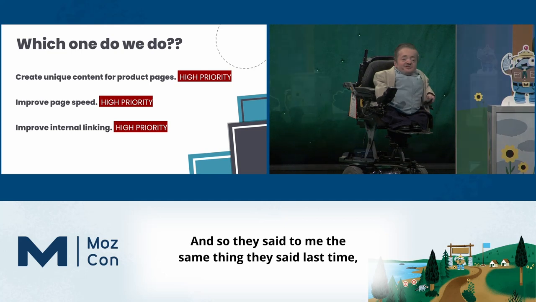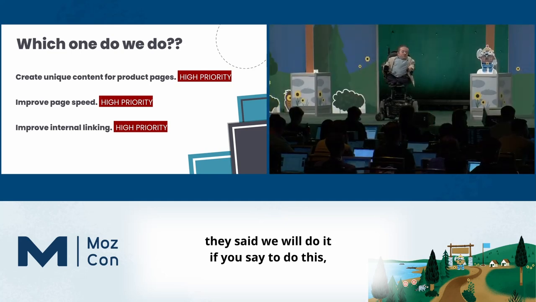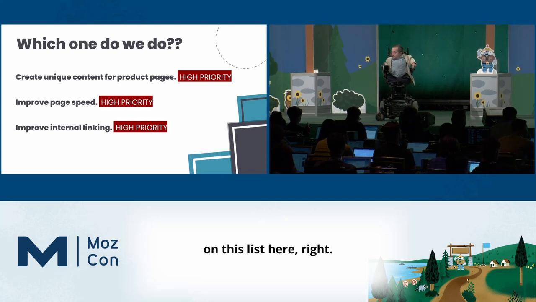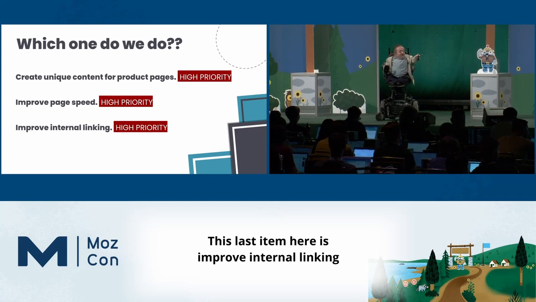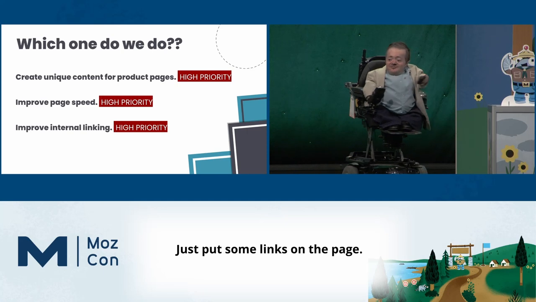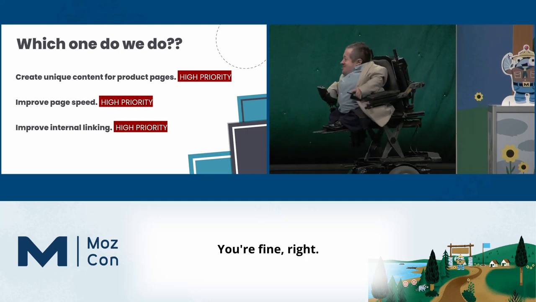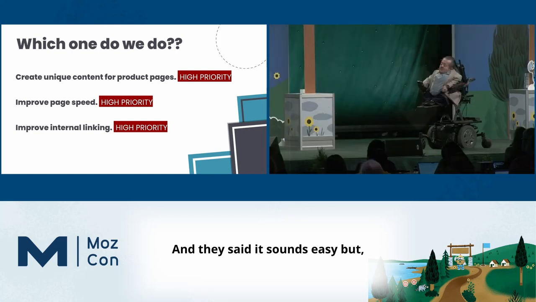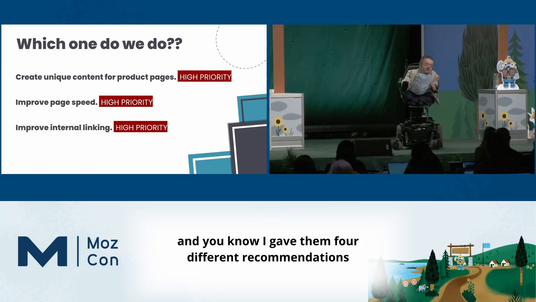And so they said to me, the same thing they said last time, they said, we will do it. If you say to do this, we will do it, but it can be the only one on this list here, right? And I said, okay, all right, let's calm down, okay? This last item here is improve internal linking. That's not hard. It's just links, right? Just put some links on the page. You're fine, right?